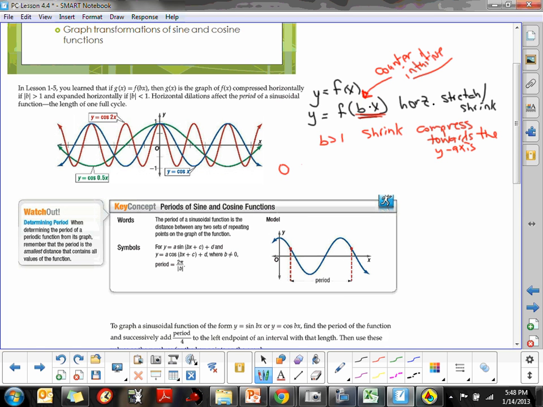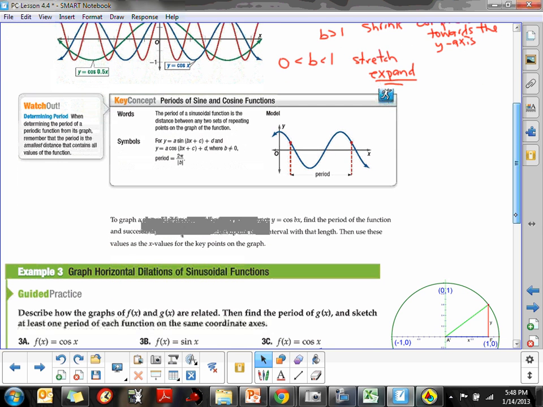When b had a value between 0 and 1, then it was a stretch. This is where we elongated the graph, so it's going to expand the graph horizontally. So there's some basic concepts that we had to learn, and we want to apply them just to a new function. Remember, anytime it's inside grouping symbols, it's a horizontal. If it's multiplication, it's a stretch or shrink. You get this counterintuitive idea. When b is bigger than 1, it's going to shrink the graph. If the value of b is less than 1, it's going to stretch the graph. It's going to expand it wider or away from the y-axis.